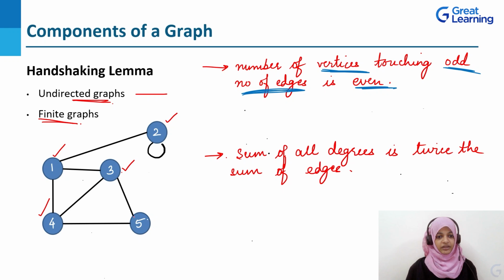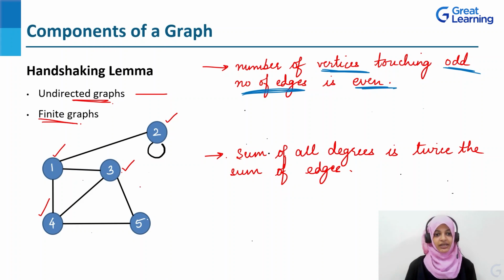Vertex 5, on the other hand, does not have an odd degree. If you make any other edge from 5 to any other vertex given in this particular graph, you will find that the balance of the whole graph will shift. This means that if you try to make 5 to have an odd degree, then you'll end up with another vertex that will actually get converted from even to odd degree. So there is a balance maintained always.